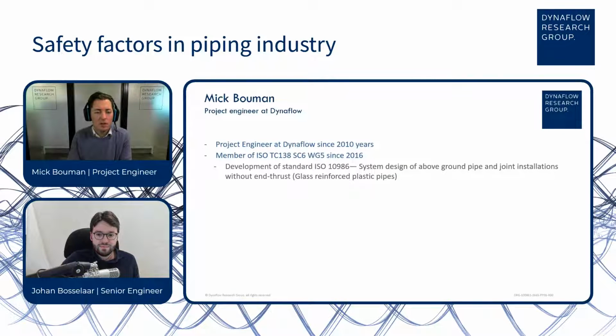So I've been a project engineer at Dynaflow for about 12 years now, starting from 2010. I've worked on a lot of different projects that Dynaflow does, and one of those types of projects is the design of FRP piping systems. Due to my experience, and also our experience as a company, I was asked to join an ISO working group on the design of a specific type of FRP, or fiber reinforced plastic, piping.